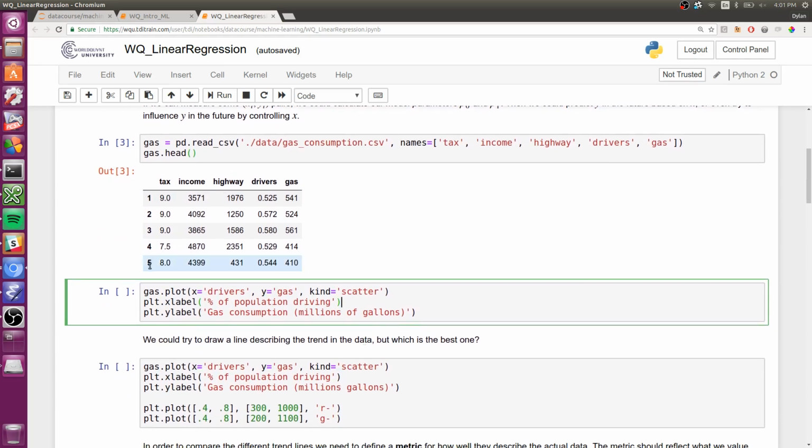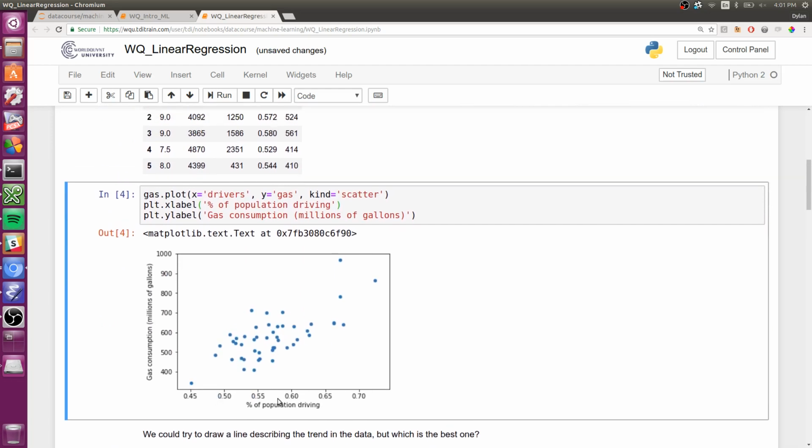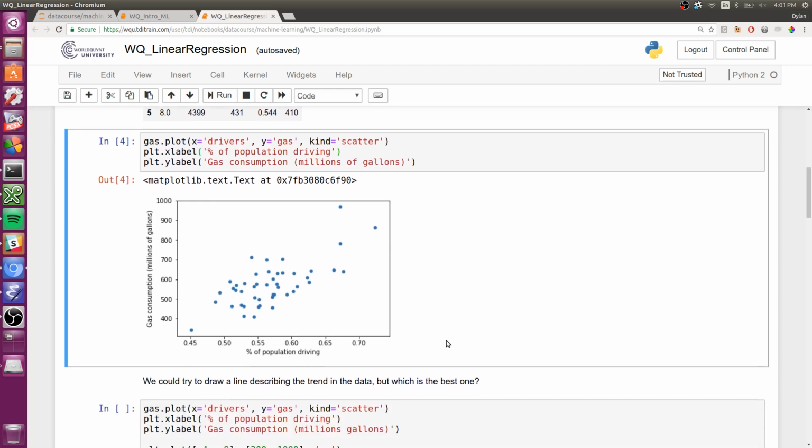At the moment, we'll plot one of these variables against the gas consumption. So we're going to treat the gas column as y, and then we'll consider another column as x. So we can see that the percent of the population driving appears to be roughly linearly correlated with the gas consumption in that area. I could draw a line through this cloud of points, and that would more or less describe the overall trend in the data.